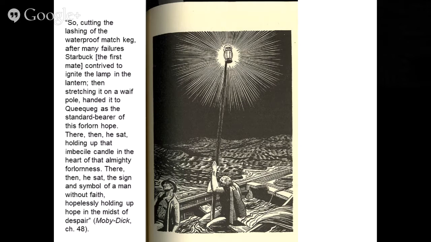So cutting the lashing of the waterproof match keg, after many failures, Starbuck contrived to ignite the lamp and the lantern. Then stretching it on a waif pole, handed it to Queequeg as the standard bearer of this forlorn hope. There then he sat, holding up that imbecile candle in the heart of that almighty forlornness. There then he sat, the sign and symbol of a man without faith, hopelessly holding up hope in the midst of despair.